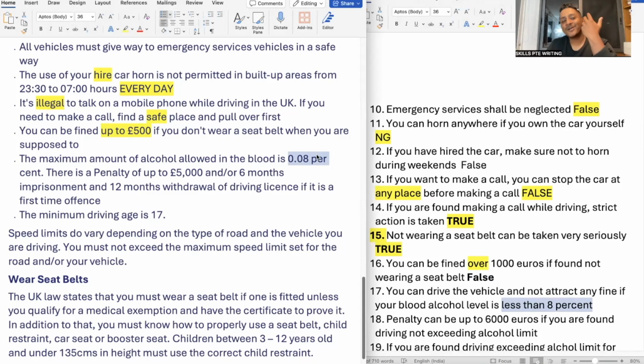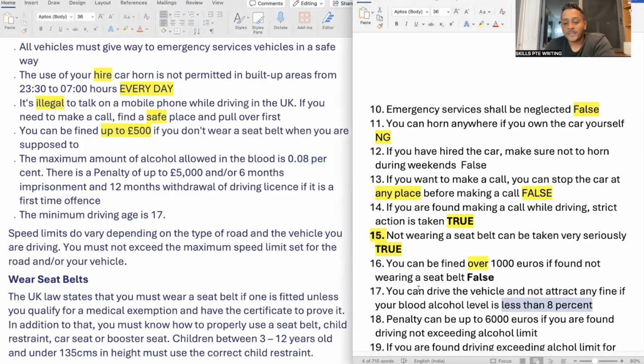8%? Oh, you would be just sleeping. You're not in a condition to drive. It's 0.08%. Maximum amount of alcohol allowed is only 0.08. You can drive the vehicle and not attract any fine if your blood alcohol is less than 0.08, not 8. So this is going to be false.